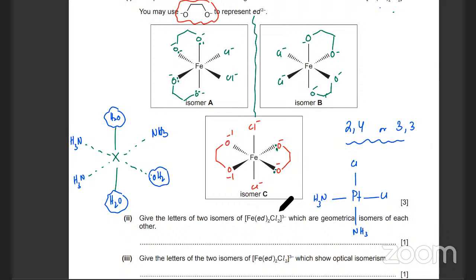So remember geometric isomers. Either octahedral complexes, where you have a 2-4 arrangement or a 3-3 arrangement. The Cls could be opposite to each other, or the Cls could be next to each other. You could have a 3-3 arrangement. The water molecules could be opposite to each other, or they could also be next to each other. And also remember cisplatin and transplatin.